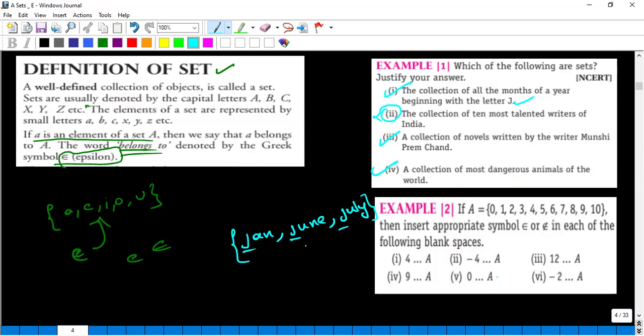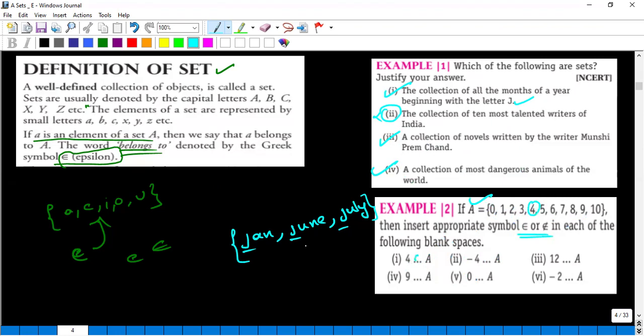Okay, let us see. We have a set here: 0, 1, 2, 3, 4, 5, 6, 7, 8, 9, 10. And you need to tell whether the element belongs to that or not. 4. 4 we have here.